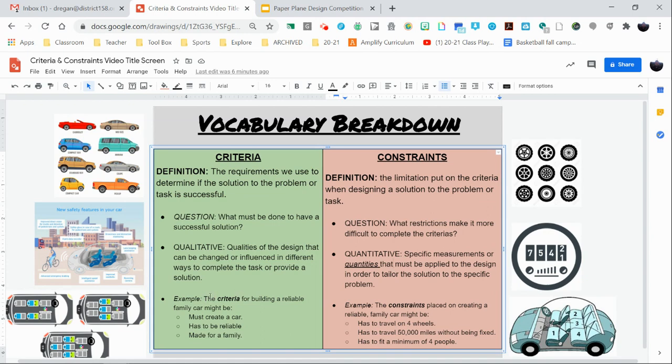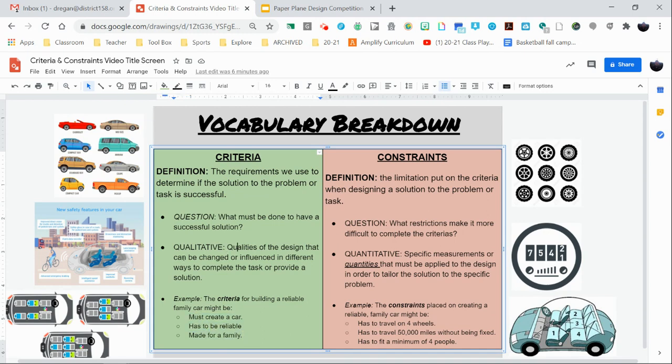So the criteria for building a reliable family car might be, well, you have to create a car. It has to be reliable, and it has to be made for a family. So when we look at these three things, we can ask ourselves, what must be done to have a successful solution? Well, it has to be a car that's made, can't be a motorcycle, can't be a boat. It has to be reliable, okay? So it has to be something people look at and say that has value and can be relied upon. And last but not least, it has to be made for a family, okay? Can't be a single person or a couple, but a family. These are all criteria that have to be made.